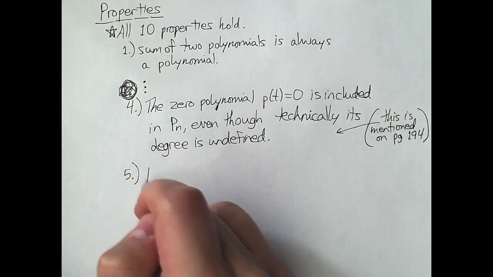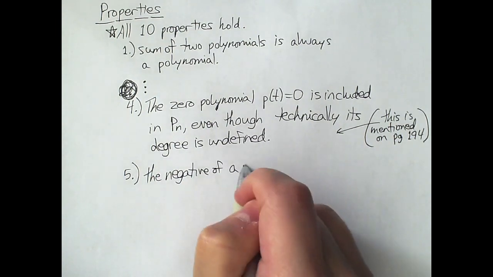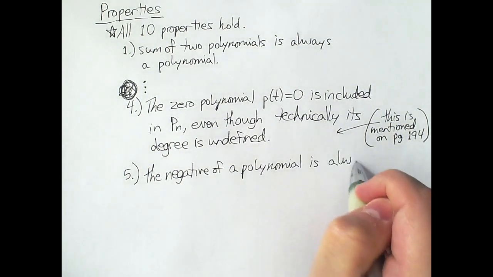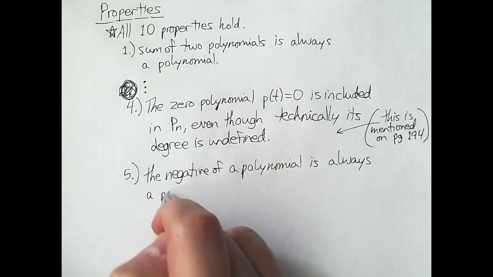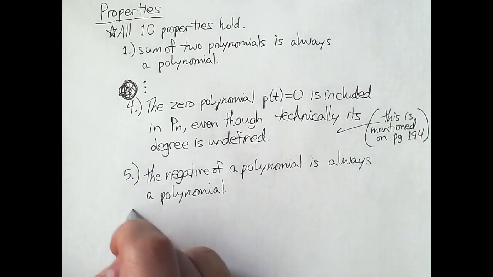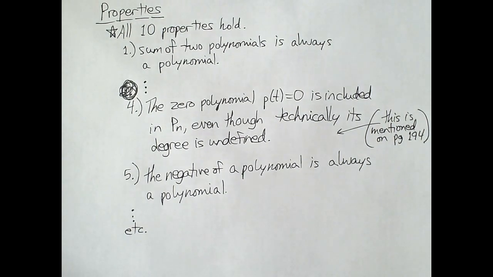Number 5, the negative of a polynomial is always a polynomial. So you always have a negative version of anything, and so on. You can go through the rest of the 10 if you'd like, and you'll see that they all work. So what we've done is we've said that this Pn is a vector space, and I think a little later I'm going to do an example problem that takes place in this vector space.